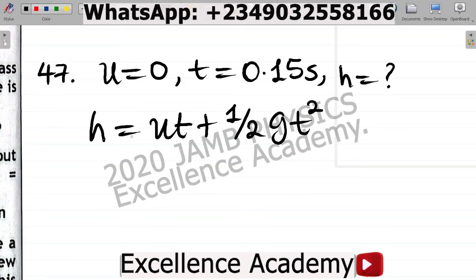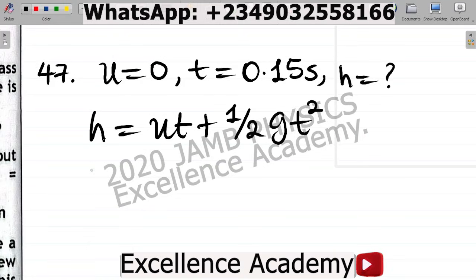To understand this better, we have a video on motion. Check our video tutorials on motion. To get that video, simply go to the playlist and check the JAMB and post-UME playlist. Go to the playlist, look for the JAMB and post-UME classes, and you'll see a video on motion. It will give you an in-depth explanation on this particular topic. But by the way, we have this so far.